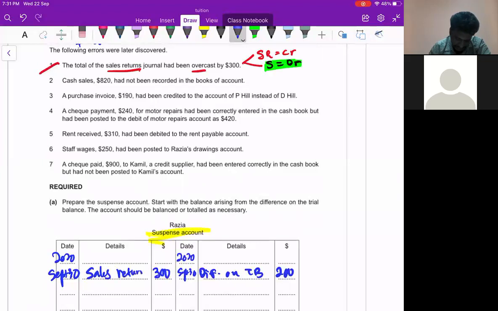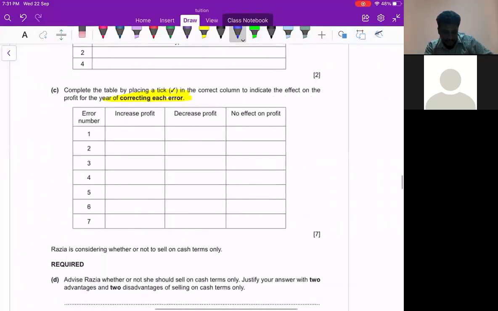Sales return. Understand or not? Okay, any question on this? Okay, then we do this one also.